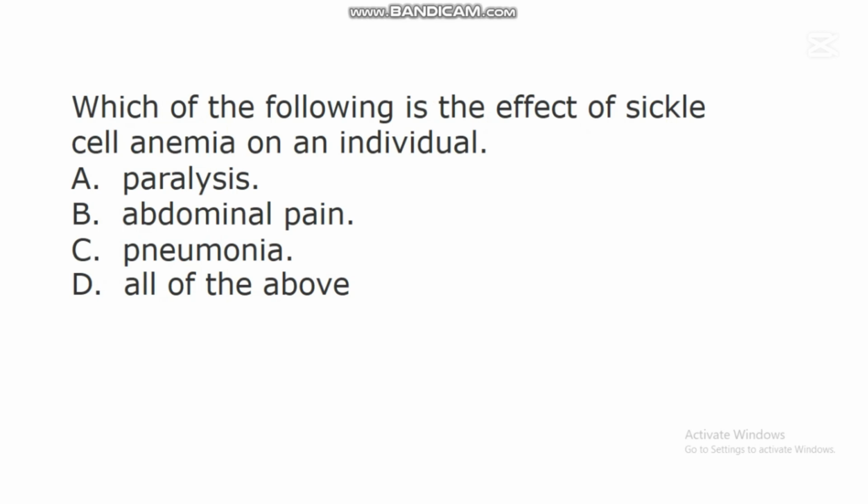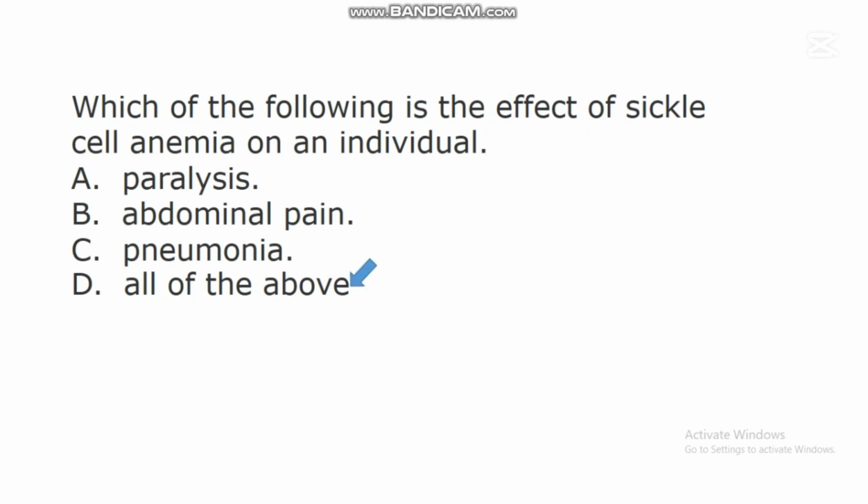The next question says, which of the following is the effect of sickle cell anemia on an individual? A. Paralysis. B. Abdominal pain. C. Pneumonia. D. All of the above. In this question, the correct answer is D.